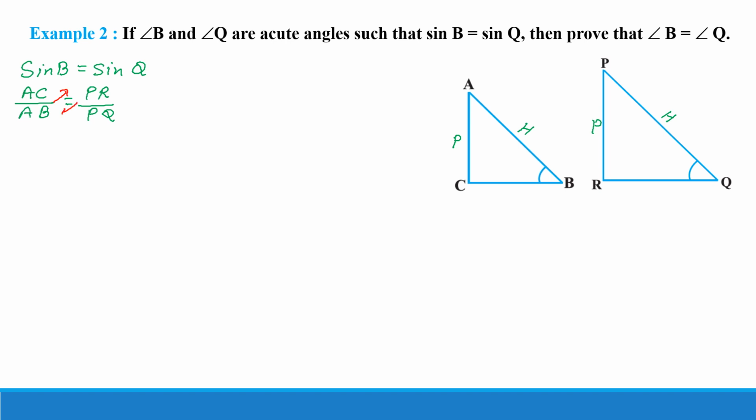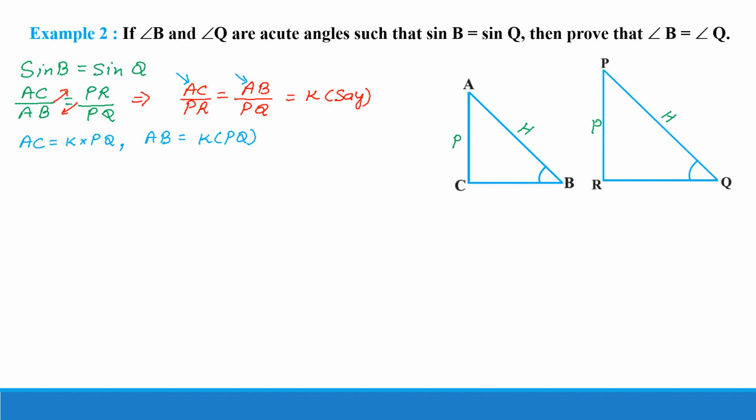This is what we get from the two triangles and the conditions provided. Now if we interchange this, we get AC upon PR is equal to AB upon PQ. Now let us suppose this is equal to K. This we have simply assumed. Now if we write down the value of AC from here, we get AC equal to K times PR, and in the same way, AB will be equal to K times PQ.